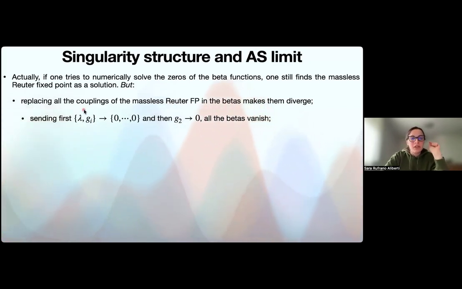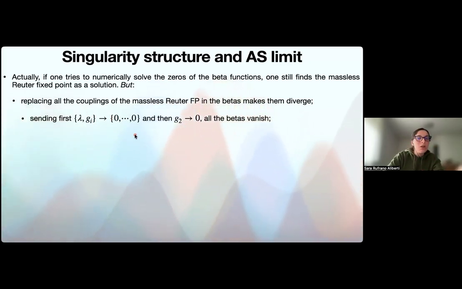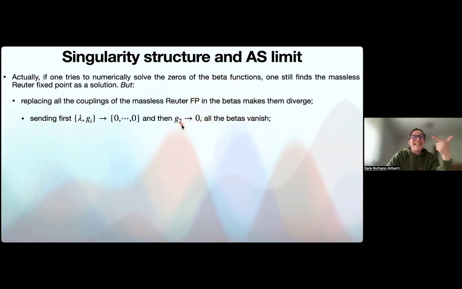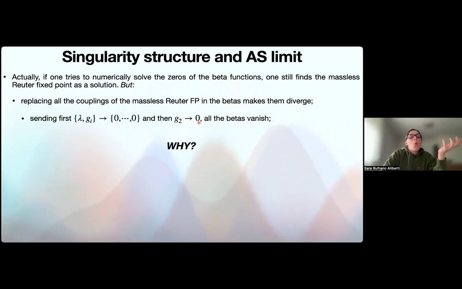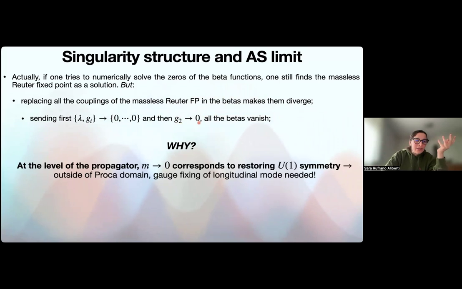So sending first all the dimensionless couplings to 0 except G2, and then sending G2 to 0, all the betas vanish. Now, why this behavior? Well, if we think about the propagator, the longitudinal propagator, the propagator for the massive vector field in general, the limit of m, the mass of the vector field, going to 0 corresponds to restoring the U(1) gauge symmetry.